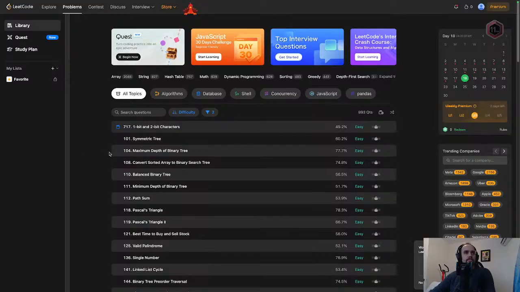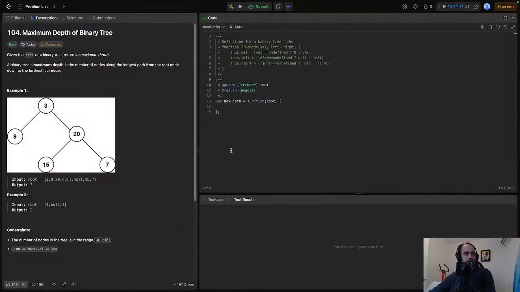All right. We'll try to do a couple of easies, a couple of mediums, and maybe one hard today. We'll start with max depth of a binary tree.